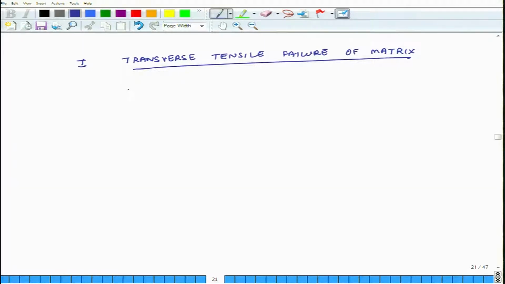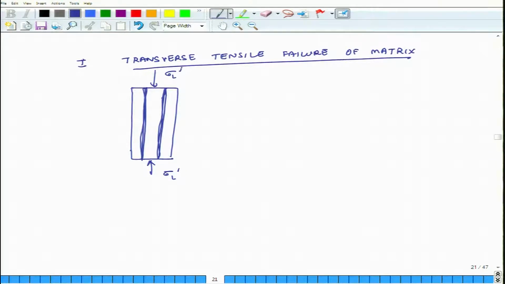So, what is happening? Let us draw a simple picture and hopefully that will help you understand. So, this is my composite. Let us say this is one fiber and I am drawing it thick. This is another fiber. And I am compressing it like this. So, my external stress is sigma L prime.